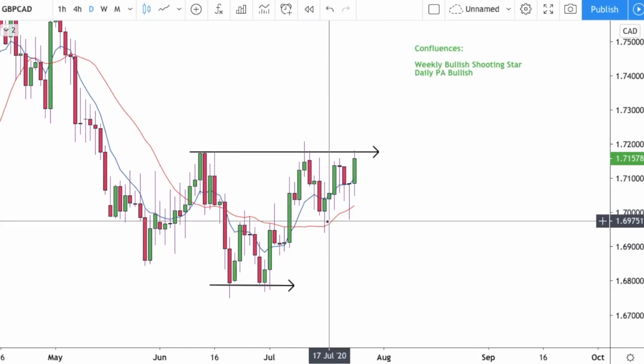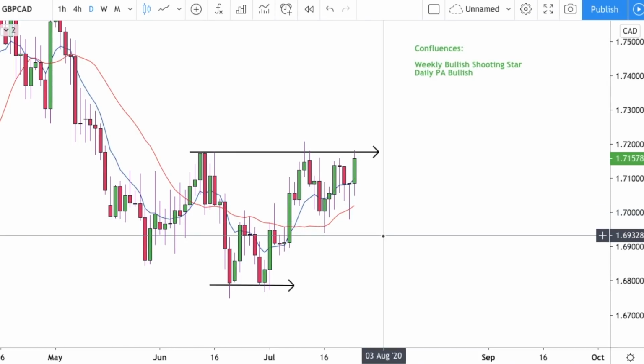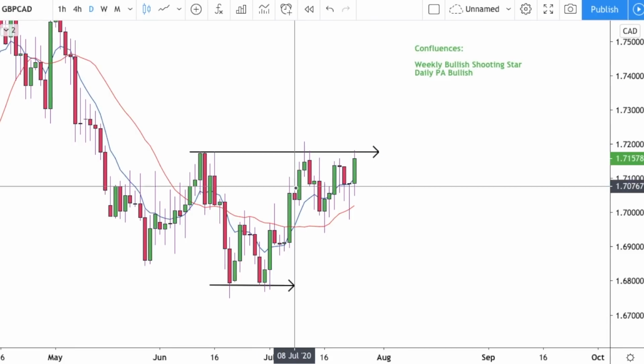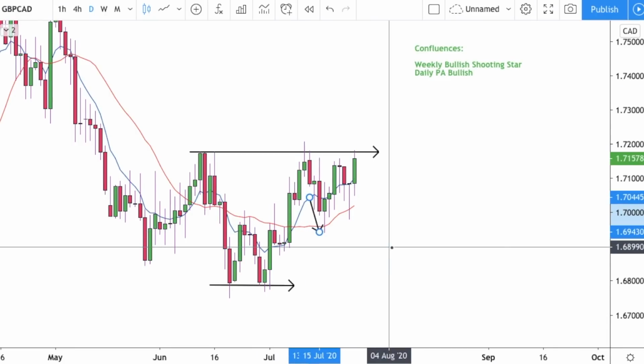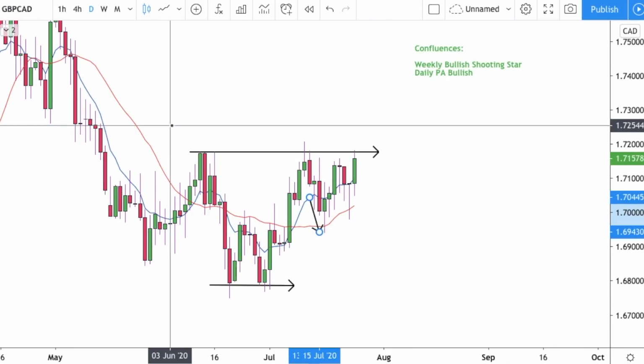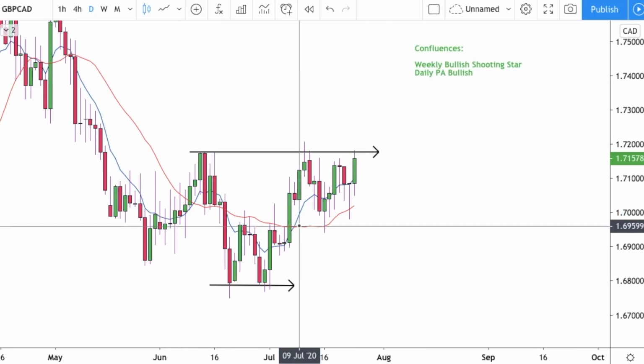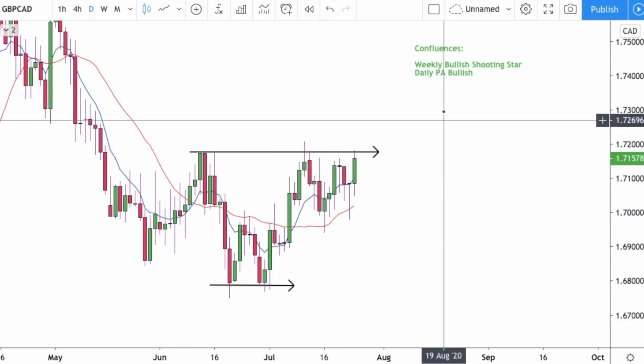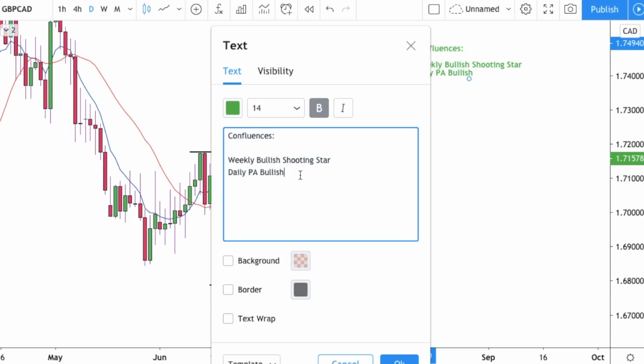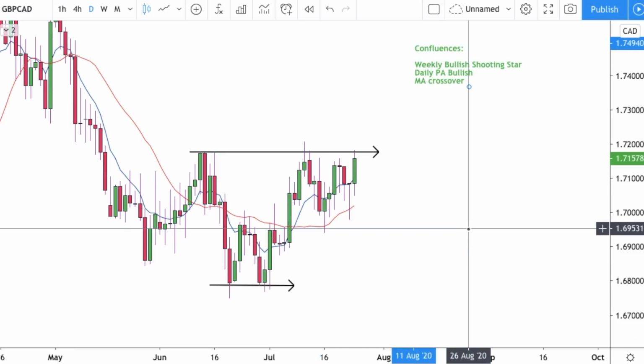When the blue is on top of the red, that just means that we are in an uptrend. And because of the big gap between these two moving averages, it tells me that the momentum is actually very strong since the crossover occurred. So with the strong momentum towards the upside in the MA crossover, the daily price action being bullish and the weekly shooting star, this is pretty much enough to tell me that we could be looking for a nice break towards the upside and our bias is going to be bullish.